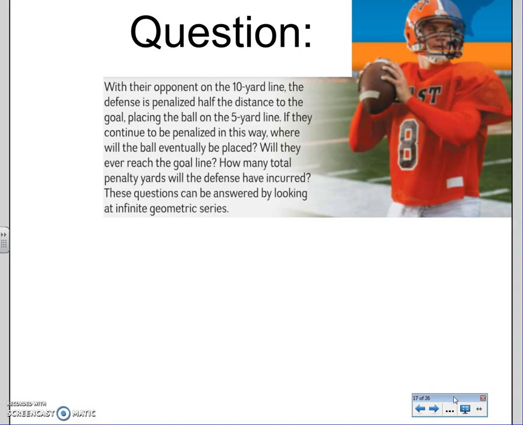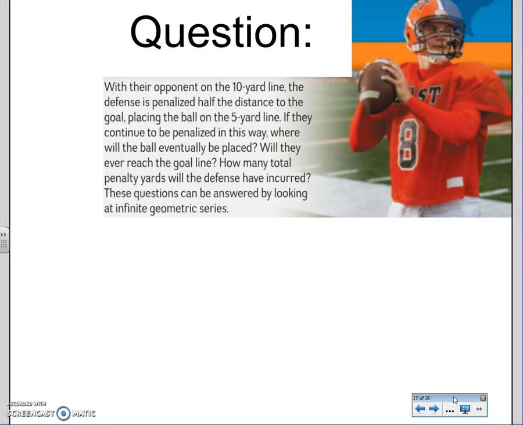If your opponent is on the 10-yard line and the defense is penalized half the distance to the goal, that places the ball on the 5-yard line. If they get penalized again, half the distance to the goal, that puts it on the 2.5-yard line, and then penalized again, it's 1.25, penalized again, it's 0.6 yards off the line, penalized again, it's 0.3, and so on and so forth. If they keep getting penalized, how many total penalty yards will the defense have incurred?